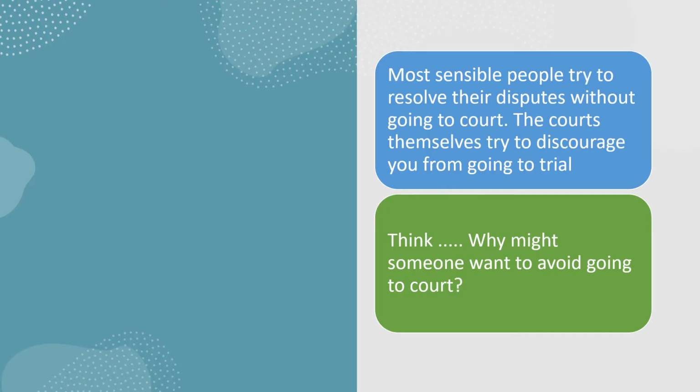Okay, so most sensible people will try to resolve disputes without going to court. To put this into context, this could be that you've had a car crash, or you have a dispute with your phone company, or you have a boundary dispute with your neighbour. All of these things might be better resolved by discussing the problem with the person you're having the dispute with. The courts themselves also try to discourage you from going to trial and actually encourage alternative dispute resolution, which we're going to cover later on in this course.